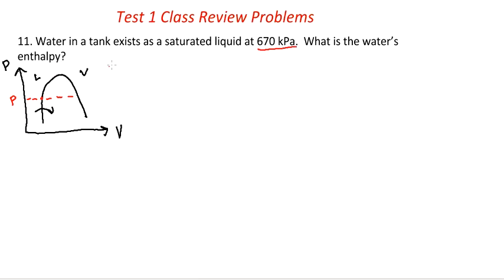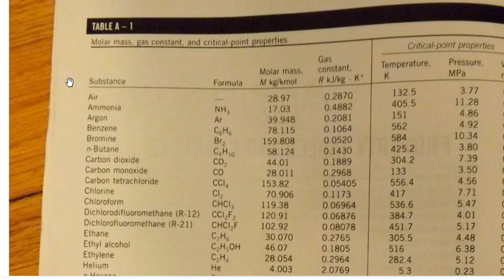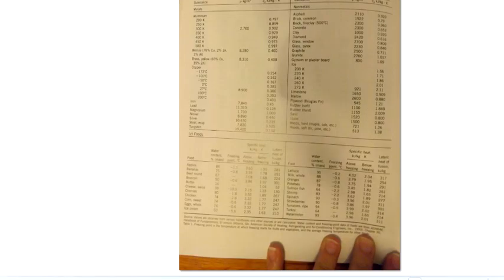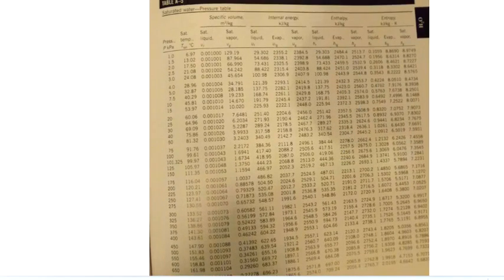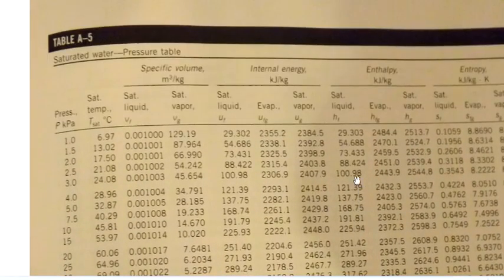What is the water's enthalpy? Okay, so we know that the enthalpy is represented by H, but when we look at the table, give me a second to get the right table. We want A4, maybe A5, because we have a known pressure. This is temperature, so let's go to A5. Alright, our pressure, yeah, we're on the right table. Here we've got 3 different enthalpies. So which one do we want?